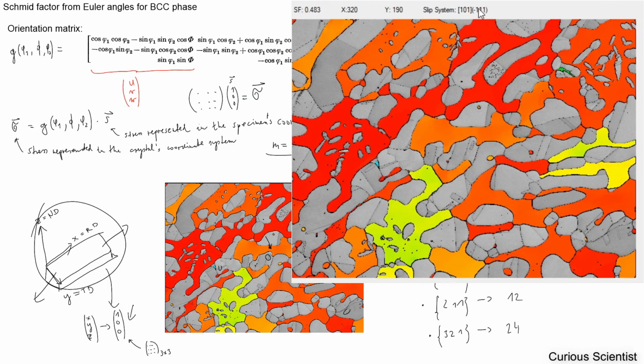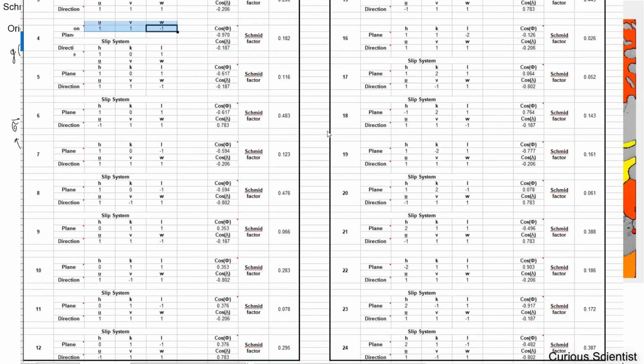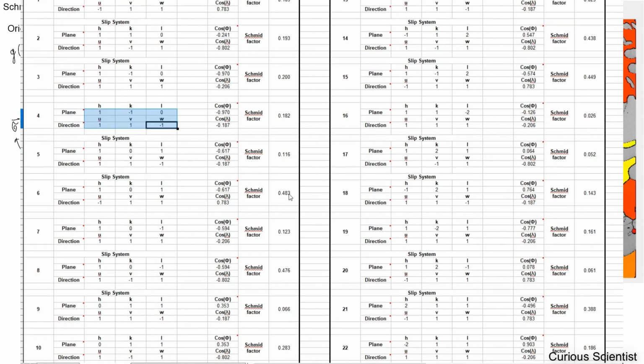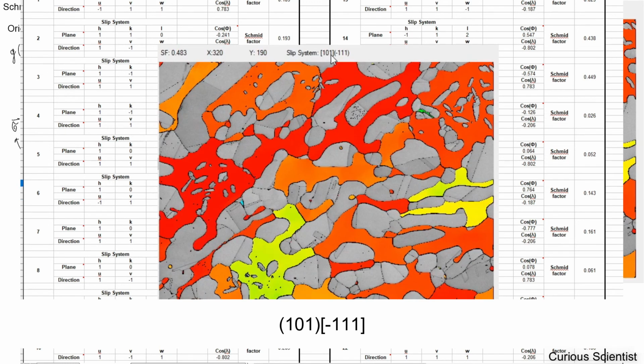So let's jump back to the table and let's check where this comes from. So here is the table, and you can see the slip systems here, so the combination of the plane and the direction, and it's 0.483. So I will start to look for that value. So it is here, and 1, 0, 1, minus 1, 1, 1. So yeah, it's the same.